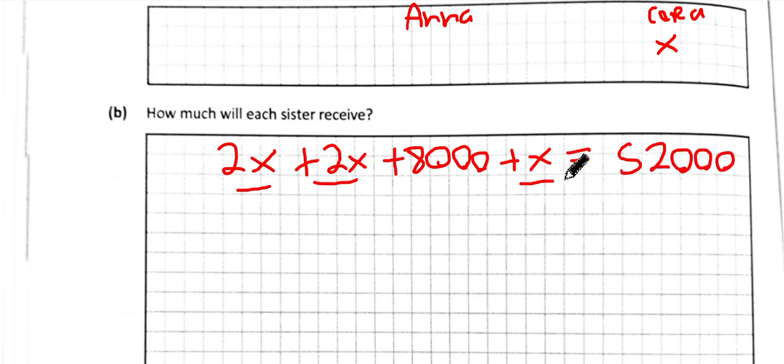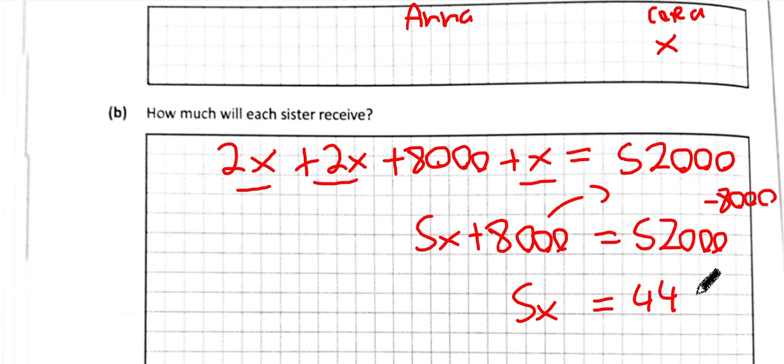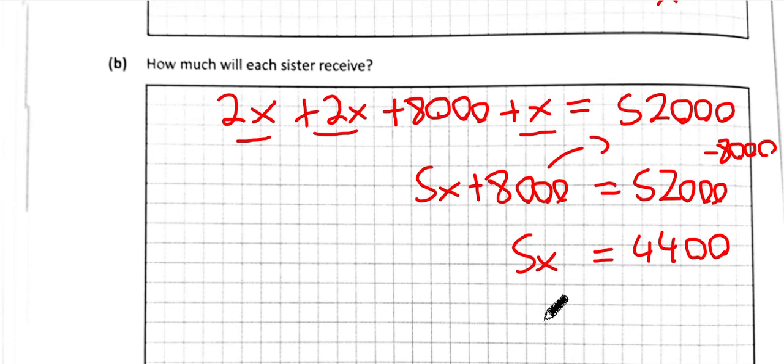2x plus 2x plus x is 5x plus 8,000 equals 52,000. Bring the 8,000 over the other side and divide. Oh, sorry, not divide, take away. So 52,000 take 8,000. Get that 44,000 and divide it by 5. Is everybody happy with 8,800?